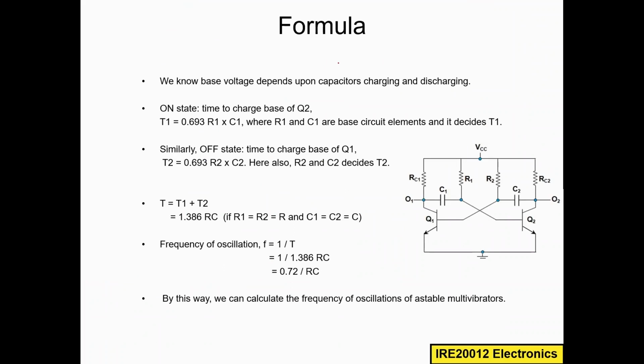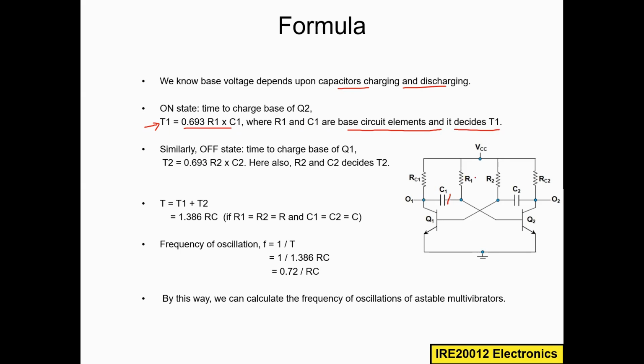Formula. We know base voltage really depends upon capacitors charging and discharging. So for the on state, how long can one transistor stay in the on state? That is equal to the time to charge the base of Q2, right? This is the formula. T1 is the time to keep Q1 in the on condition. T1 is equal to 0.693 R1 C1, where R1 and C1 are the base circuit elements and decide T1.